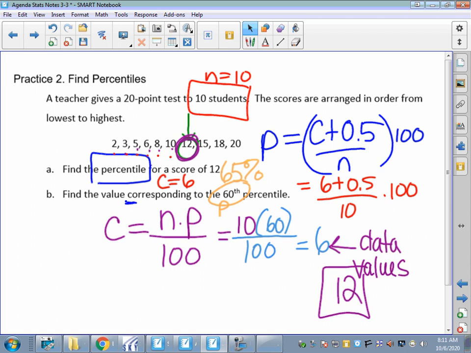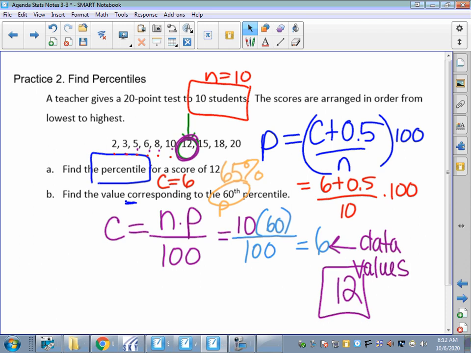Because we have so little data, we only have 10 values, they come out close together, but this is how percentiles work. That C formula does get a little confusing. Don't forget to do the next step: go back into your data and count up. So that's kind of a big deal.